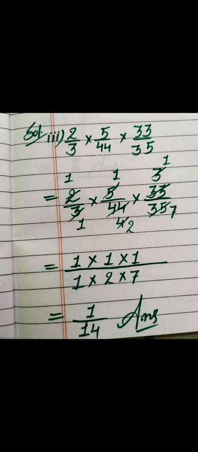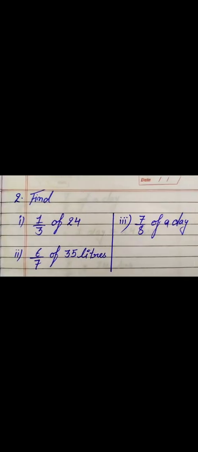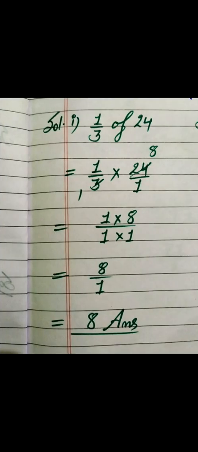Now we will do some more questions on products which are different. Here we have to find 1 upon 3 of 24, 6 upon 7 of 35 liters and 7 upon 8 of a day. How can we solve these types of questions? We replace this "of" with multiplication. As you are seeing in the first one, it is 1 upon 3 of 24. So we replace "of" by multiplication and this 24 can be written as 24 upon 1.